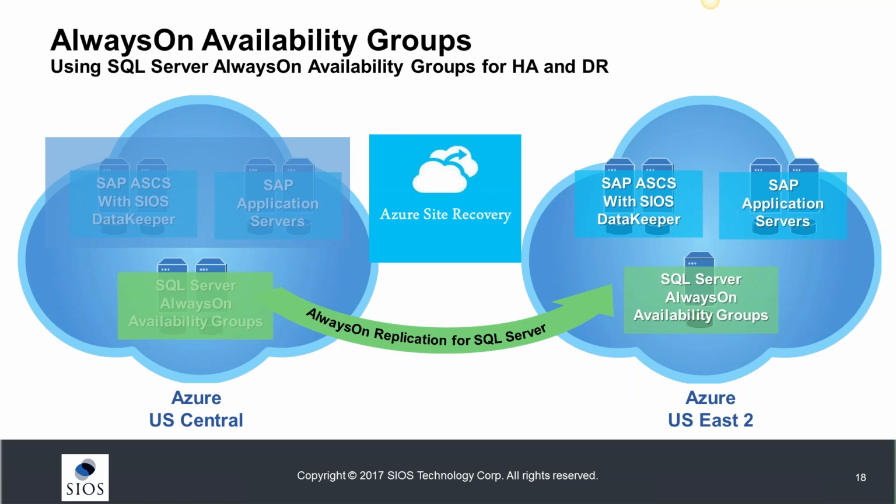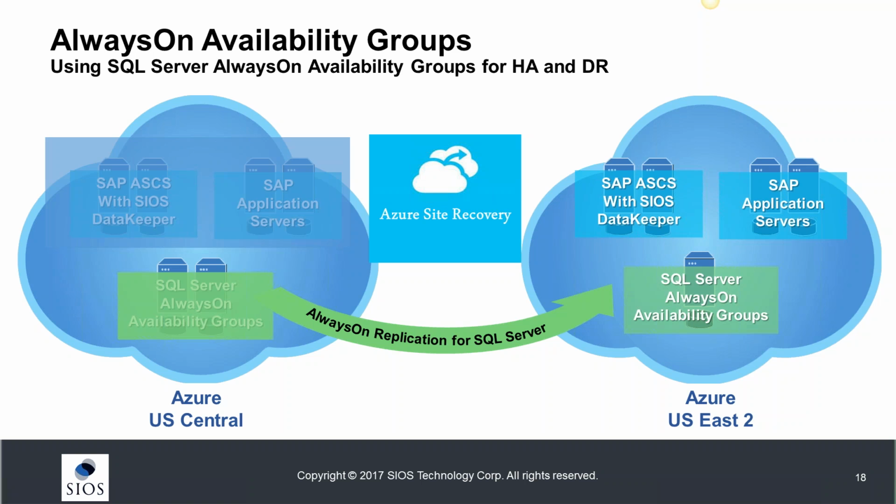We're using that for SQL Server. But as you notice up top, this is illustrating an SAP implementation in the cloud, where you have the application servers and the SAP ASCS instance, a clustered instance with Datakeeper. We're replicating all the other virtual machines associated with this application stack using Azure Site Recovery, because they don't really have any kind of built-in replication mechanism. So Azure Site Recovery is a great solution for your application servers, your web servers, and so forth. But we can leverage AlwaysOn for the database tier. And so we replicate that to a single node in US East 2, or multiple nodes if you want to do that.